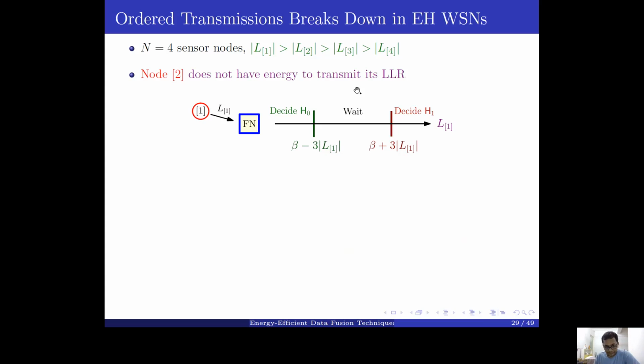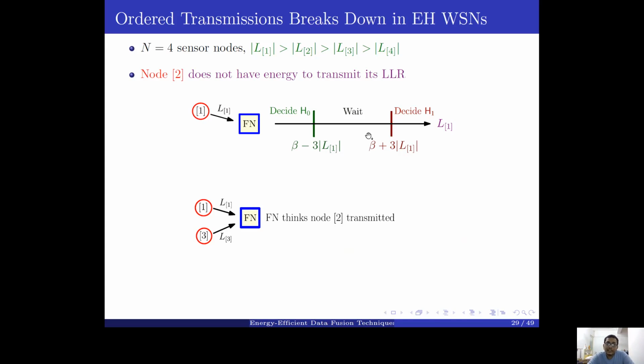The first is when the node will miss its transmission. Let's show how it faces the challenge. You have a network of 4 sensor nodes, and let us take the case when the second best node does not have enough energy to send its LLR. Now, as before, the best node will send its LLR to the fusion node. The fusion node might decide or might wait for the next transmission.